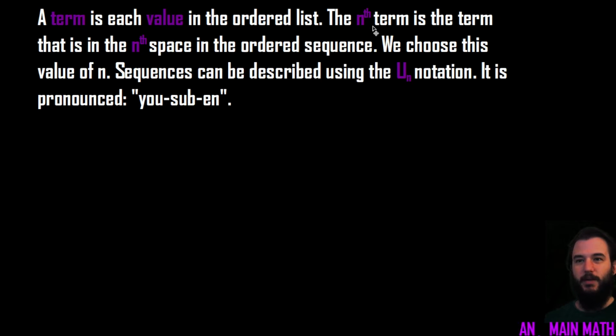So let's break this down. What does that mean? Well, when we're saying the nth value or the nth space, it's just saying, okay, we're choosing that value of n. And so we're saying sequences can be described using the u sub n notation. Again, it's pronounced u sub n. You want to make sure you're thinking of an exponent as a superscript because it's above the normal line of text, whereas the subscript is below. So that's why we say u sub n.